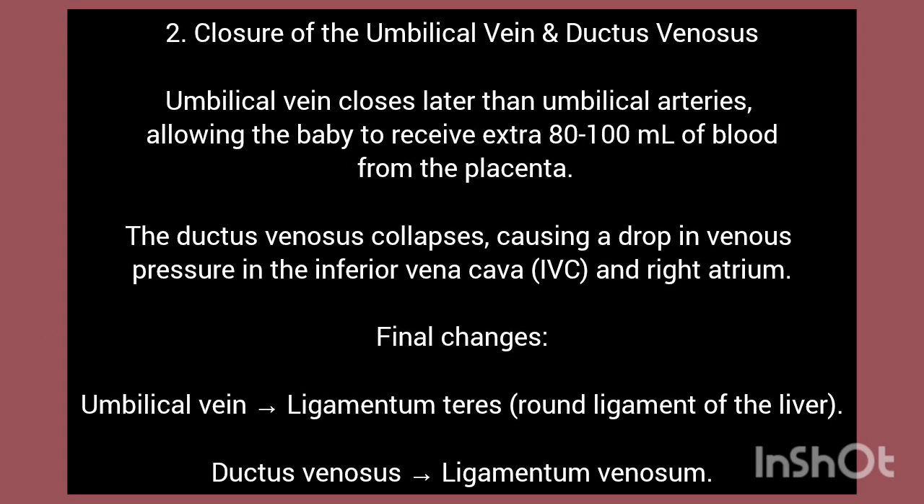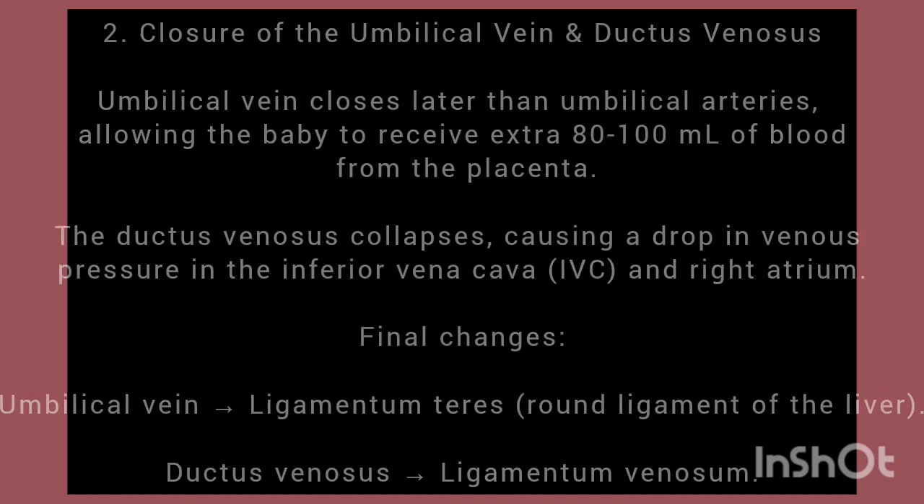2. Closure of the umbilical vein and ductus venosus. Umbilical vein closes later than umbilical arteries, allowing the baby to receive extra 80 to 100 ml of blood from the placenta. The ductus venosus collapses, causing a drop in venous pressure in the inferior vena cava (IVC) and right atrium. Final changes. Umbilical vein to ligamentum teres, round ligament of the liver. Ductus venosus to ligamentum venosum.